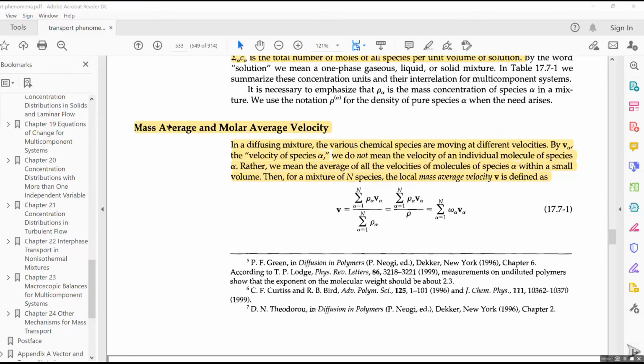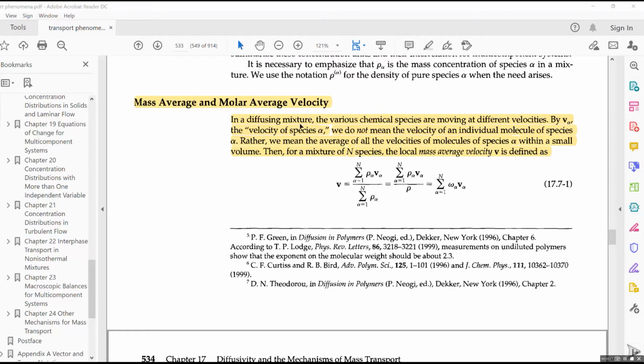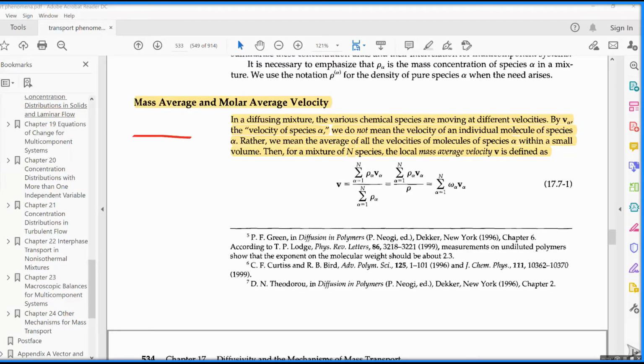Another important concept here is the mass average and the molar average velocities. Let's think about the species alpha. It moves with the velocity V alpha. V alpha means the velocity of the species alpha, not of an individual molecule of the species, but rather the average of the velocities of all the molecules of the species alpha within a small volume. Think about any small control volume inside of your system.